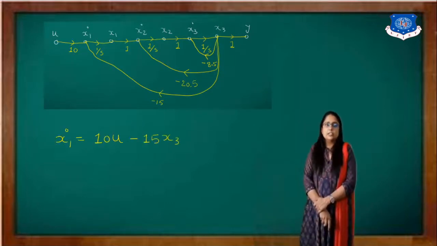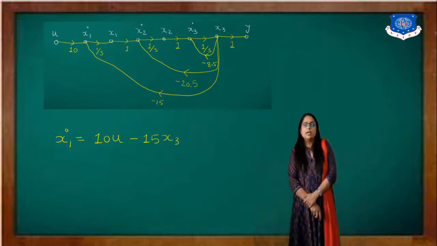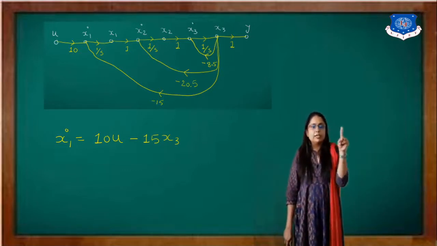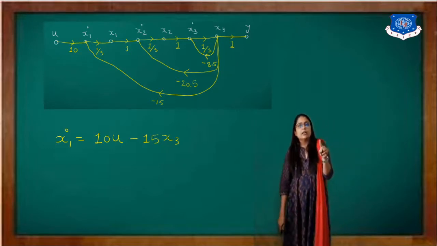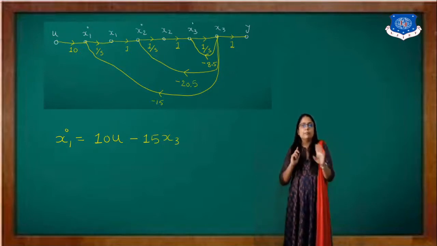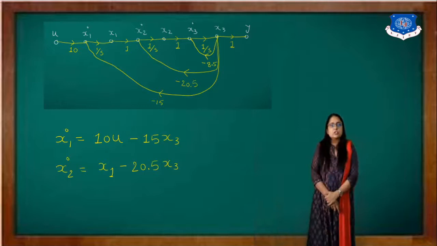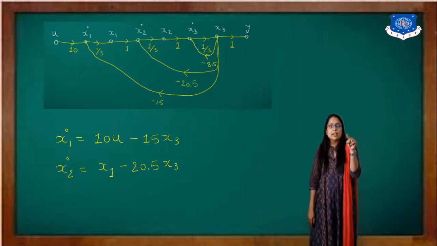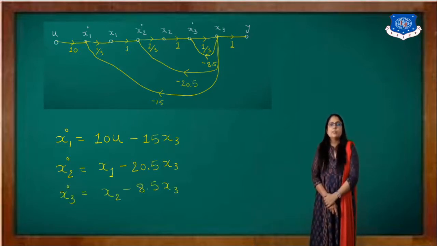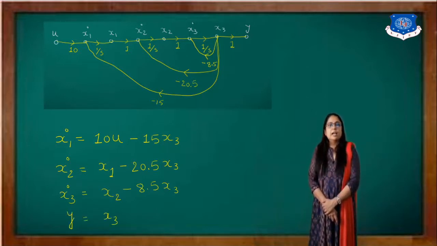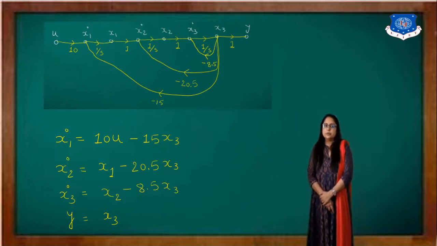That is x1 dot, that equals what? It's 10u minus 15x3. Because in the x1 dot, we have two incoming arrows. One is from the u, that you have to multiply with the 10, and another is from where? That is from x3. So you have to multiply that with the 15. Similarly, x2 dot, we have two arrows: from x1 that you have to multiply with the 1 and from x3 that you have to multiply with 20.5. Then x3 dot equals x2 minus 8.5 x3. And y equals what? x3 because it's a dummy node.